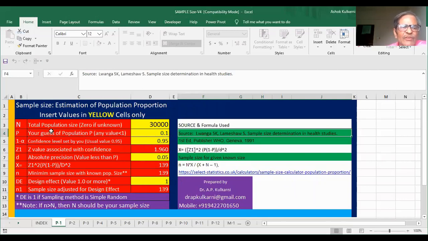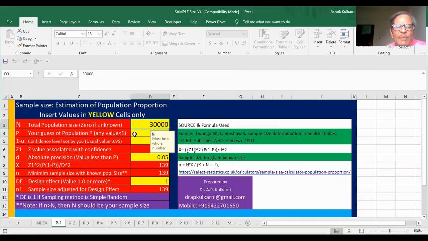So now in this case, you are doing a cross-sectional study and you have to write the population size. If you do not know the population size, enter 0 if unknown. So I'm doing a study in, say, a primary health center, the population of which is say 30,000. And the epidemic has occurred, and I want to know what is the sample size required if say 4% of the population has been affected. So 4% is 0.04, that we have entered over here.